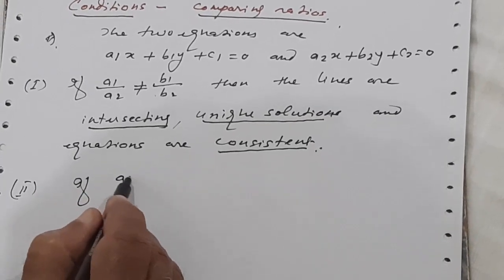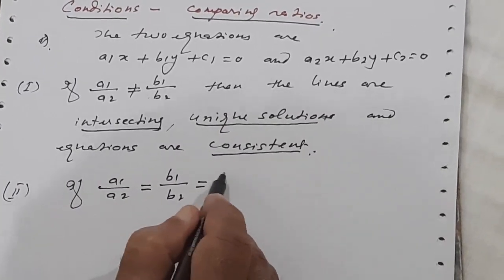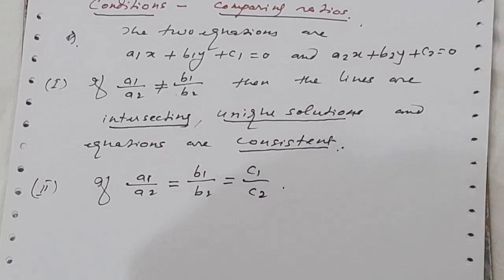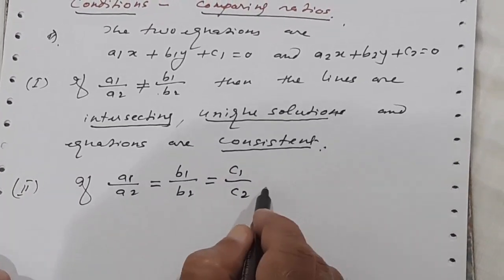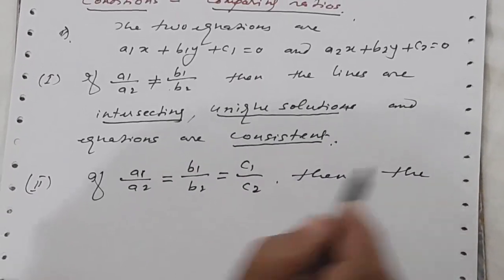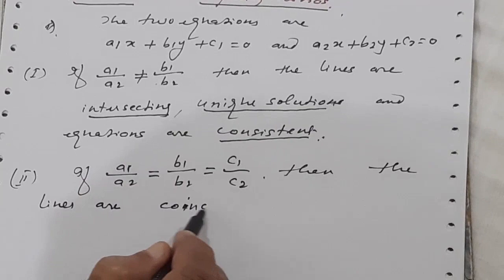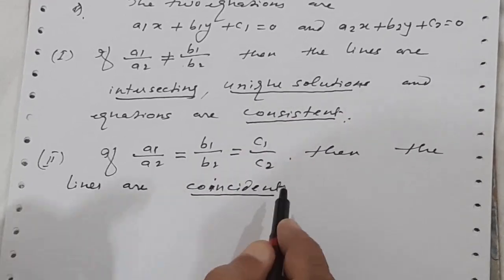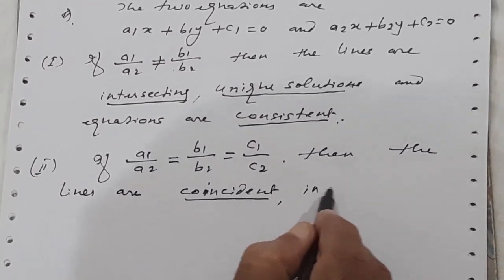If a1 upon a2 is equal to b1 upon b2 and also equal to c1 upon c2, you see that all the three ratios are equal here. If all the three ratios are equal in every respect, then the lines are coincident. Very important. It means both equations will represent one line, with infinitely many solutions.